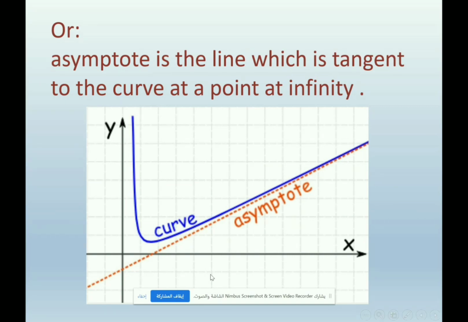And you can have a look with me here at the line, which is that broken one. And you can see that the curve doesn't touch it. We can call this line an asymptote.